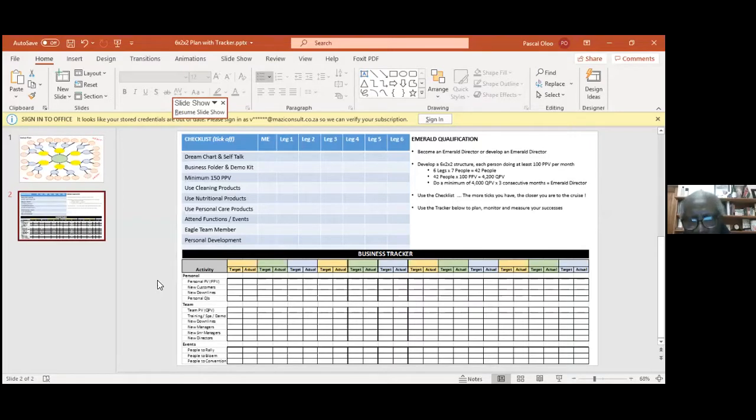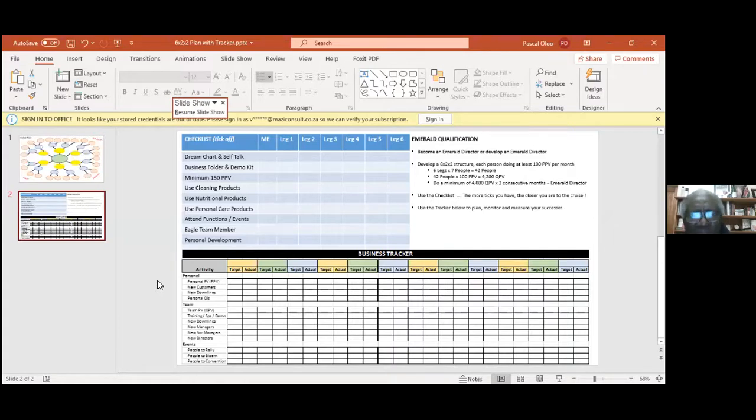If you're part-time, you can build 3 legs effectively in a year. And you know that if you build 3 legs in a year, that's a 1 Ruby structure. If you're full-time, you can build between 5 to 6 legs at any one time. That means you can actually get to PT between 12 and 18 months.